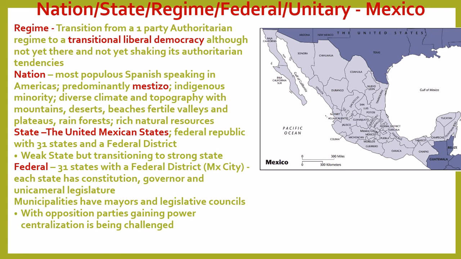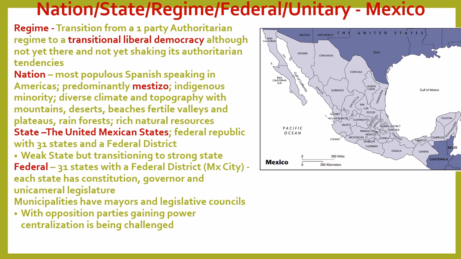All right, Mexico. So Mexico is a transitional liberal democracy. It used to be authoritarian under the PRI, and has become increasingly, since 2000, more democratic, more liberal democratic, struggling and to a large extent having some success in free, fair, and competitive elections. So it is a transitional liberal democracy coming from an authoritarian history.